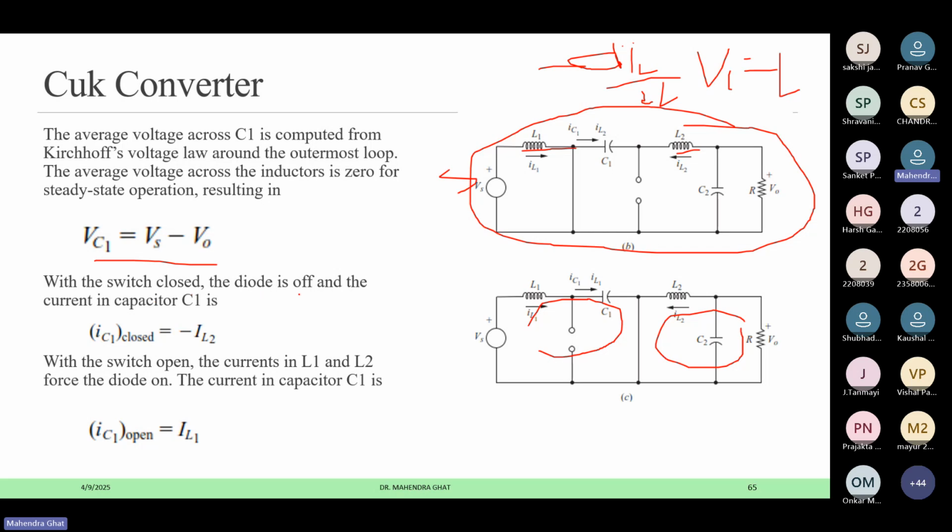Now, the switch is closed, the diode is off, and the current in the capacitor C1 is, so this current is flowing through the capacitor. So minus IL2 is flowing through the closed switch to the capacitor. With the switch open, the current in L1 and L2 forces the diode on. So this diode is getting on here. And in that case, if you see the IC1 current, that is nothing but the IL1 current. This current is flowing through this one. So this is the IL1 current.